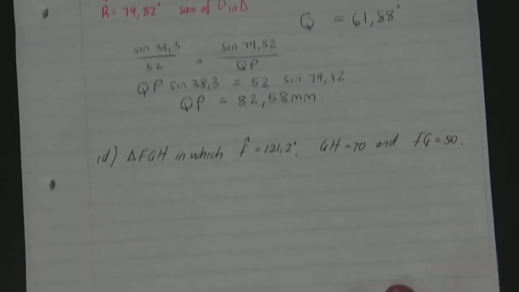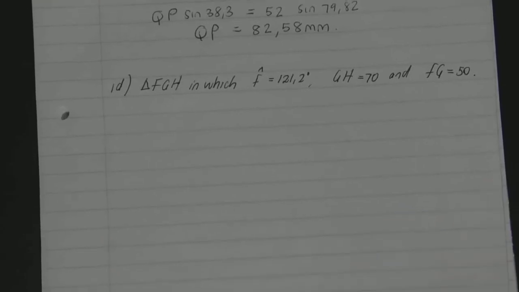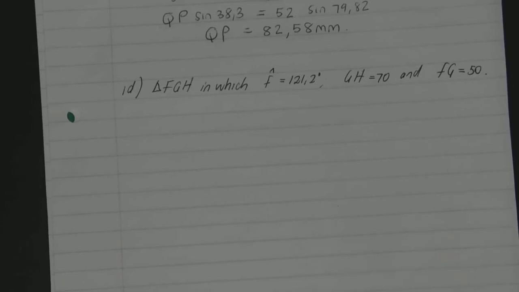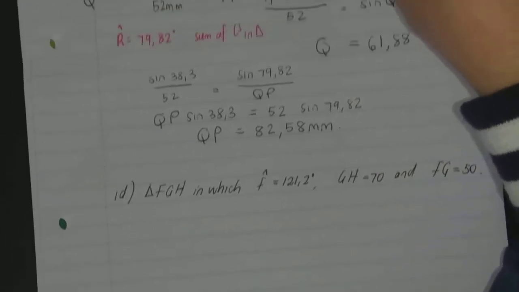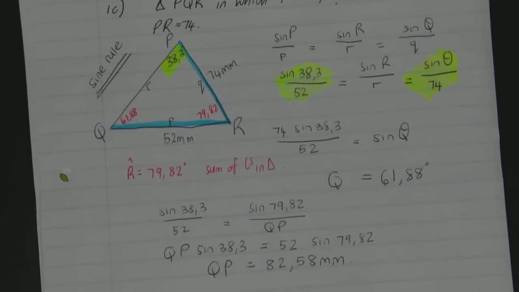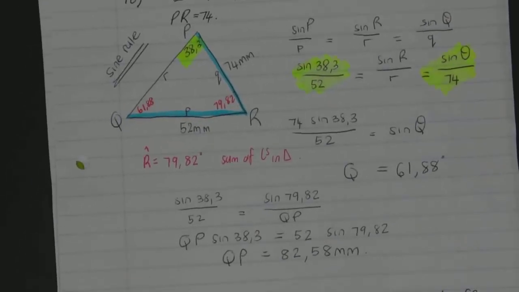Okay, so let's do another one. What if I have triangle FGH, and F is 121.2 and GH is 70 and FG is 50. Okay, there is a problem. I'm going to go back to this one. Just hold on. Scratch the second one. I did not check something. What did I not check? Yeah, I'm listening. I did not check if this is the ambiguous case or not.